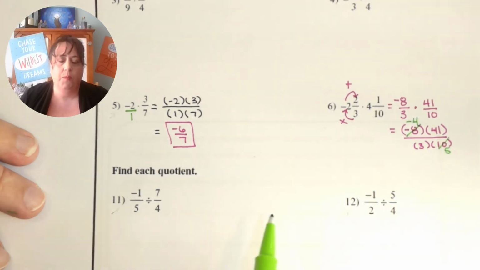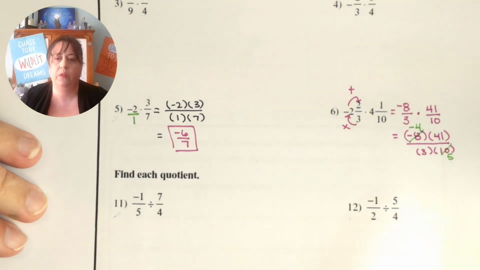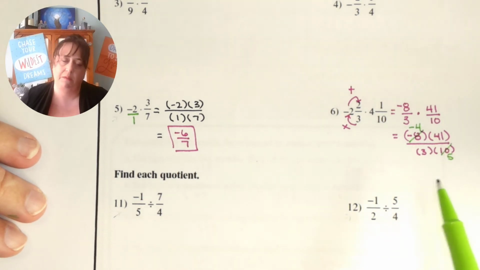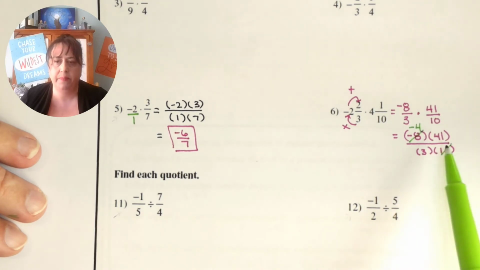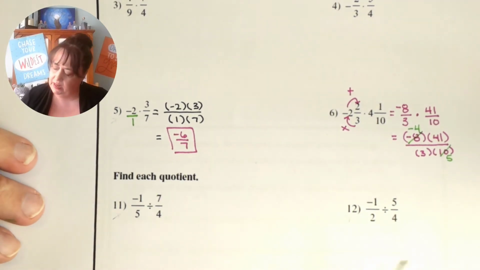Does 3 go into 41? I know my divisibility rules. I know that if I add my 4 and my 1, that's 5. If 5 is divisible by 3, 41 is divisible by 3. It's not. I also know 5 does not go into 41 because 41 does not end in 0 or 5. So this is pretty much stuck the way it is.